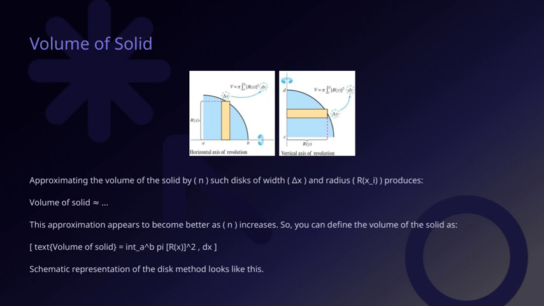Alternatively, if we want to approximate the volume using a finite number of disks, we can think of dividing the interval into n parts, each with a small width delta x. For each of these disks, we use the radius at some point within that subinterval, denoted as r of x sub i. Multiplying pi times the square of that radius, and the width delta x gives us the volume of each individual disk. When we sum all these up, from i equals 1 to n, we get an approximation of the total volume.